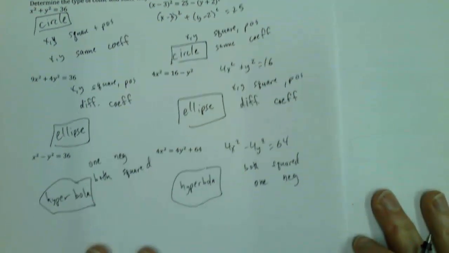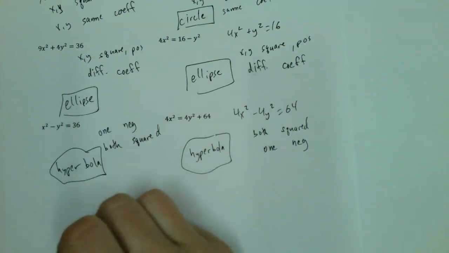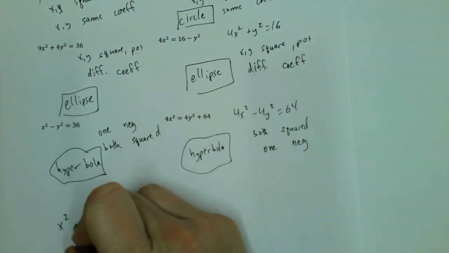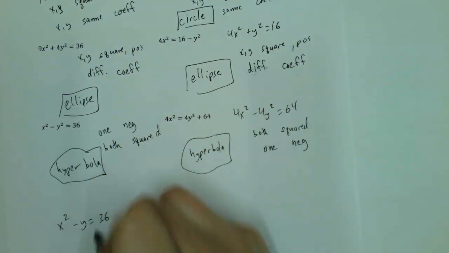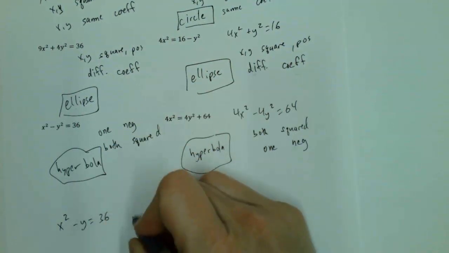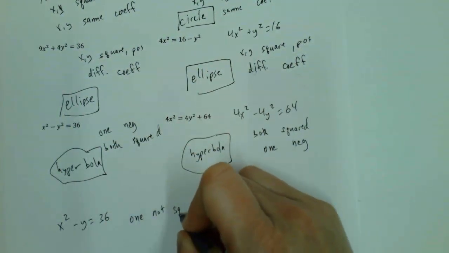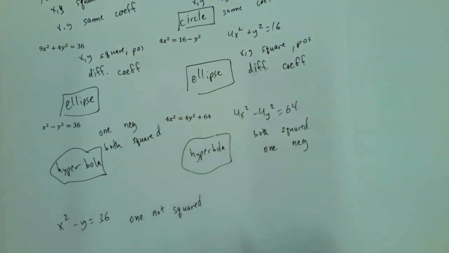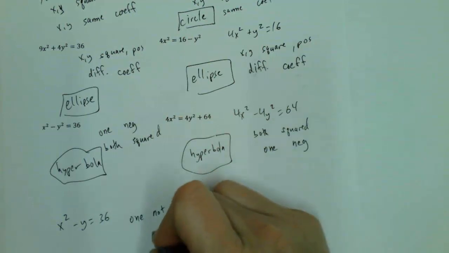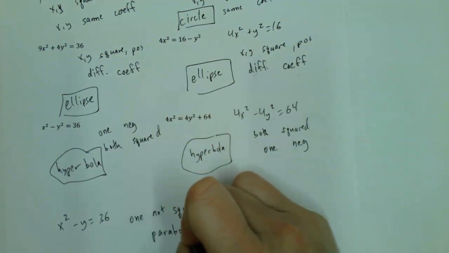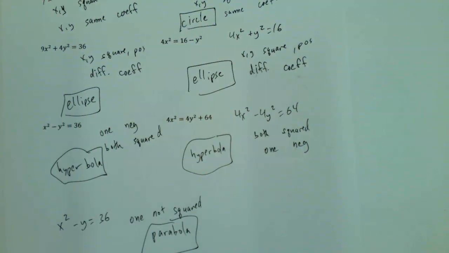And I actually did not have an example for a parabola. Let's do one real quick. Let's say I've got x squared minus y is 36. As we can see here, one of them is not squared. And again, it really does not matter which one is not squared. If you have a variable that's not squared, then that is a parabola. And that is basically how we tell the difference between our four types of conics.